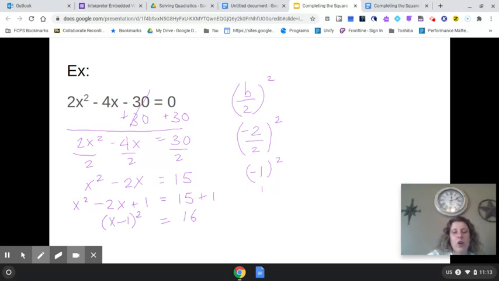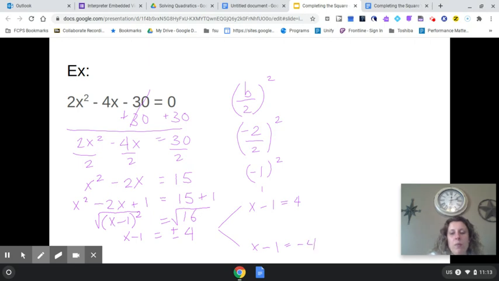So now we're going to solve using square roots. So square root both sides to get rid of that power of 2. We get x minus 1 on the left, and we square rooted both sides, so we need a positive or negative, and the square root of 16 is 4. This actually makes 2 equations. We have x minus 1 could equal positive 4, or x minus 1 could equal negative 4.